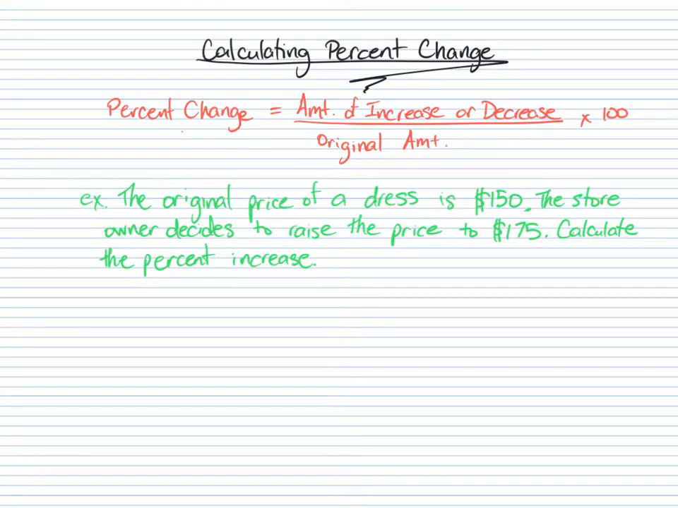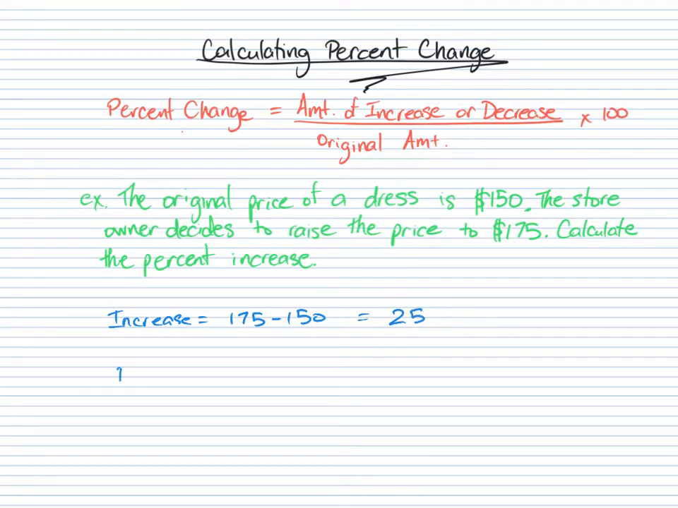All right, so the percent change is the amount of the increase or decrease. So it's increasing. 175 minus 150 is the increase. So we need that, so let's just go ahead and work that out first. It's a super easy calculation. The dress price has increased by 25.